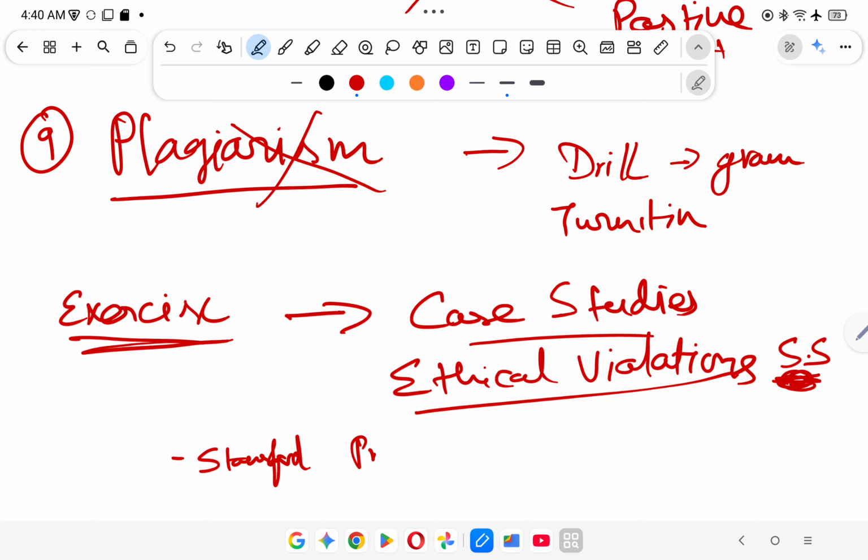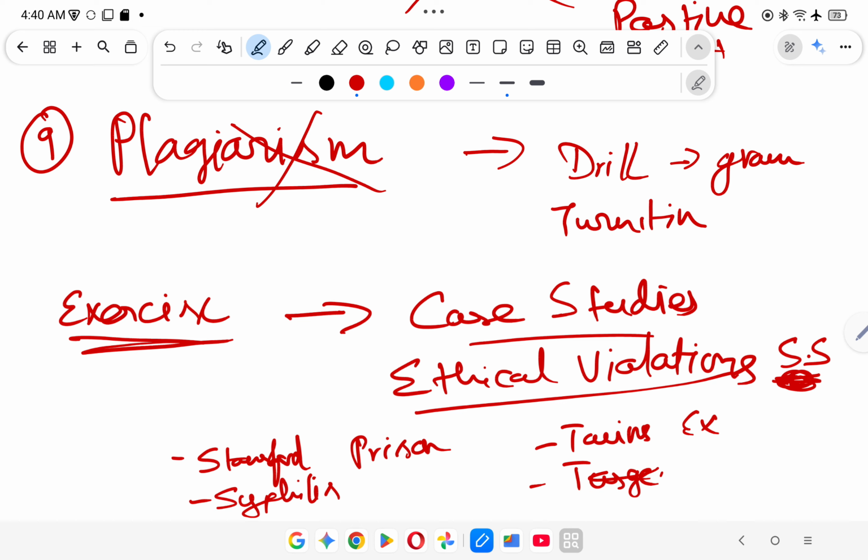So the Stanford prison experiment, or the twins experiment, or the syphilis study, or the Tuskegee experiment, like this. There are so many other case studies. You just go through certain case studies for ethical violations in science and social science, and you can make a list of those things. You can go through certain case studies. Thank you.